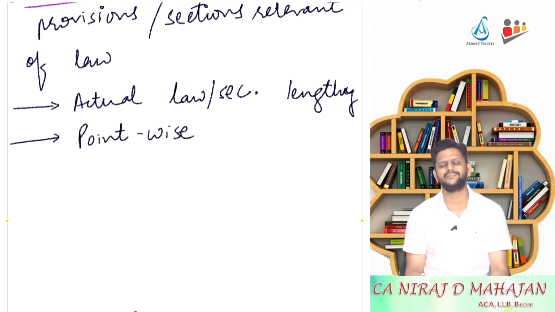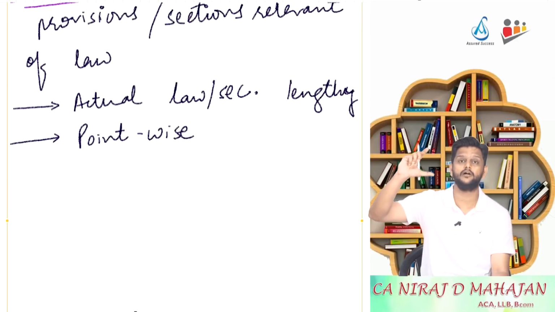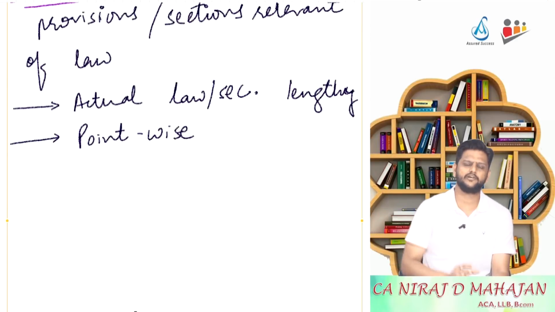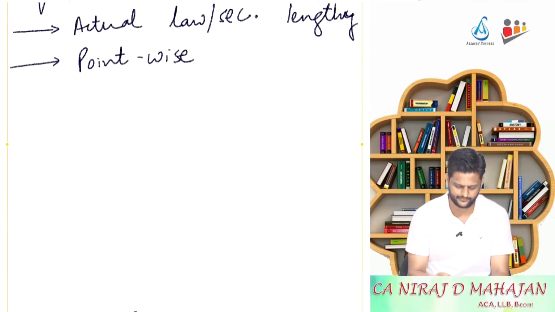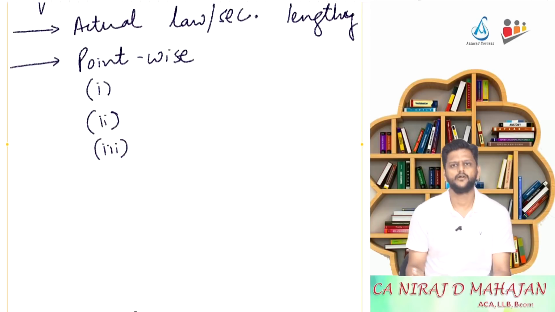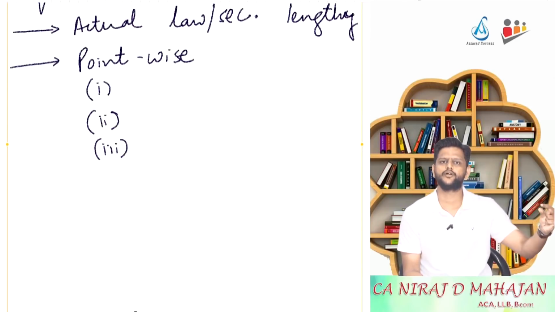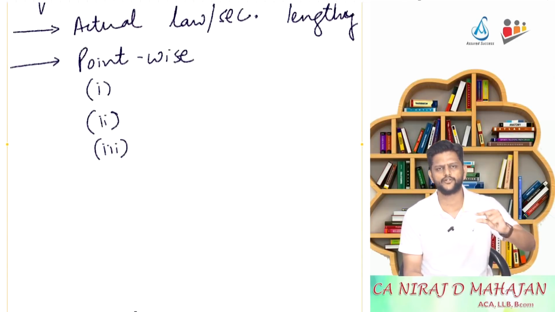What do you mean by point wise? That means don't present the answer in an entire paragraph. As far as possible, after every 1 sentence or maximum after every 2 sentences, try to show it in the next point. For example, something like this. You can say part 1, introduction of provisions or introduction of law, or whatever the act is about.